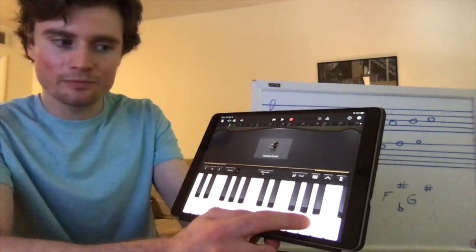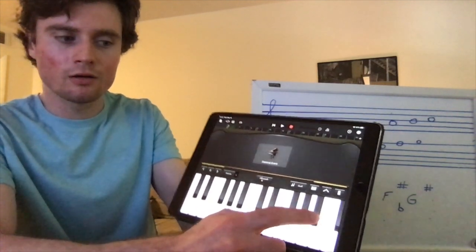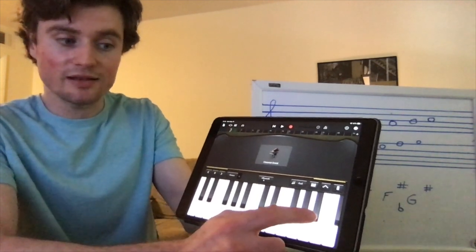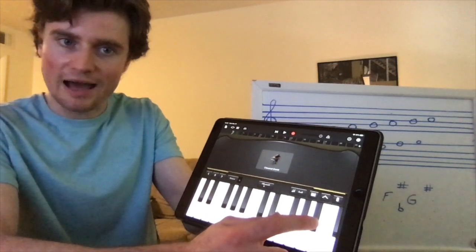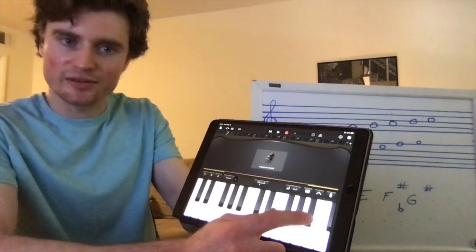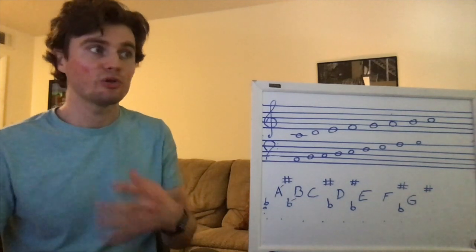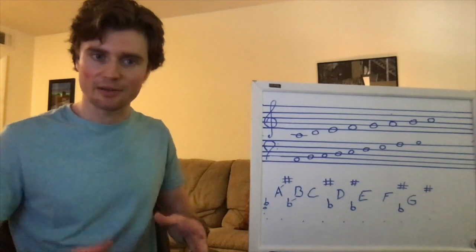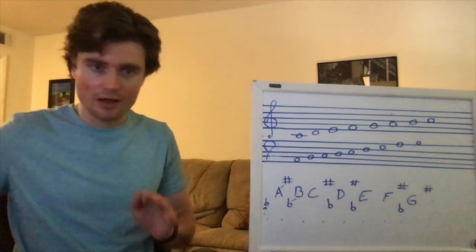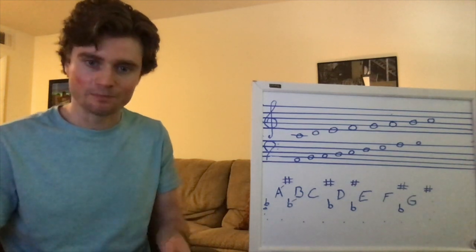That pitch is A. That's A sharp. So you can hear that A sharp is slightly higher than A. And this is also B flat. So A sharp and B flat sound the same. Now, depending on the context of the music we're talking about, you will use one over the other. There is a right answer to whether you say A sharp or B flat, but for now, don't worry about it. All you need to know is that A sharp and B flat sound the same.